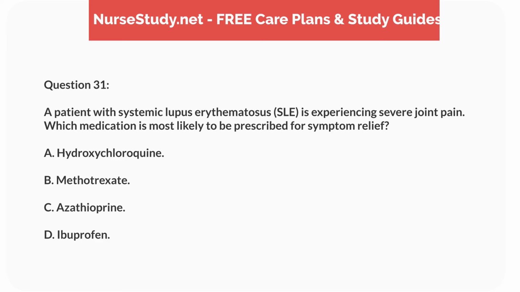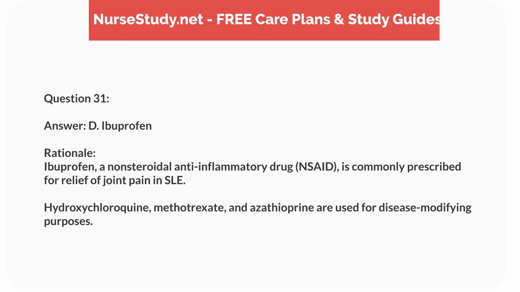Question 31. A patient with systemic lupus erythematosus, SLE, is experiencing severe joint pain. Which medication is most likely to be prescribed for symptom relief? A. Hydroxychloroquine. B. Methotrexate. C. Azathioprine. D. Ibuprofen. Answer: D. Ibuprofen. Rationale: ibuprofen, a nonsteroidal anti-inflammatory drug, NSAID, is commonly prescribed for relief of joint pain in SLE.